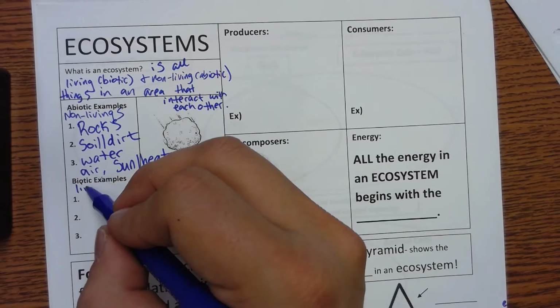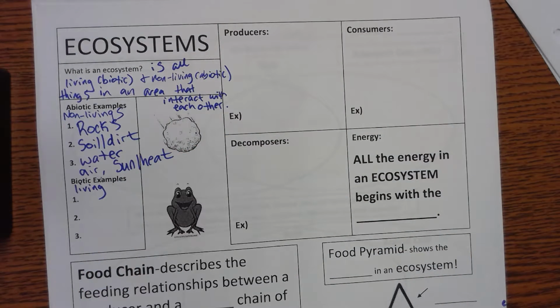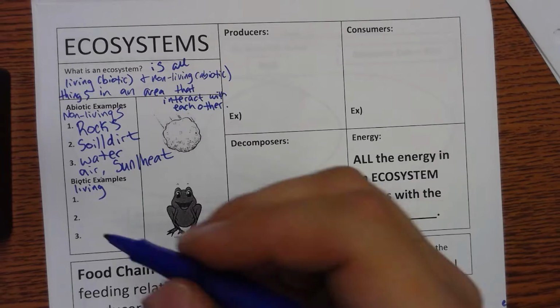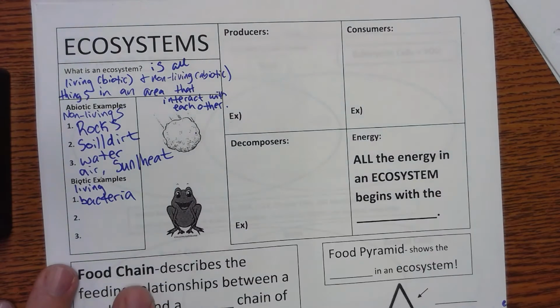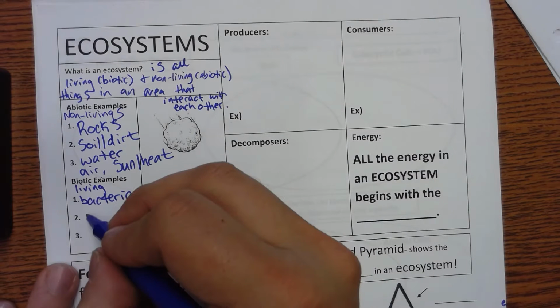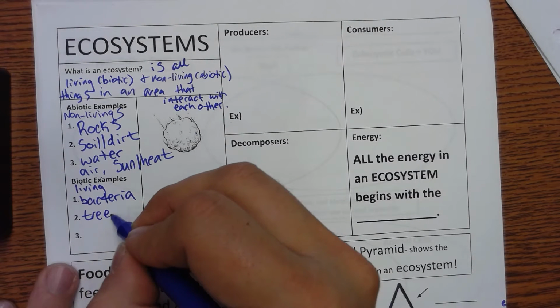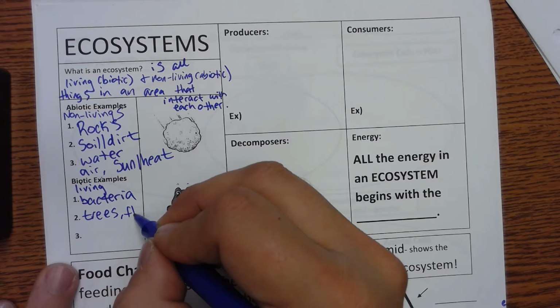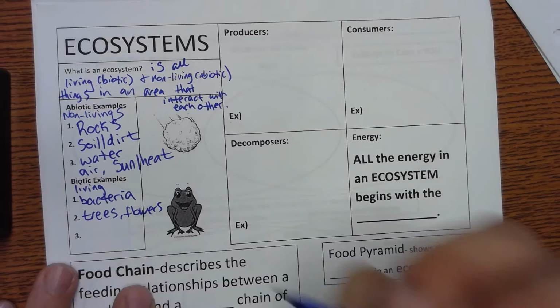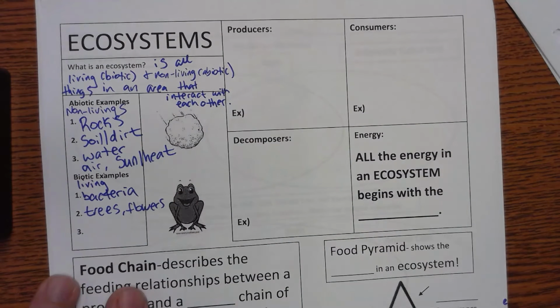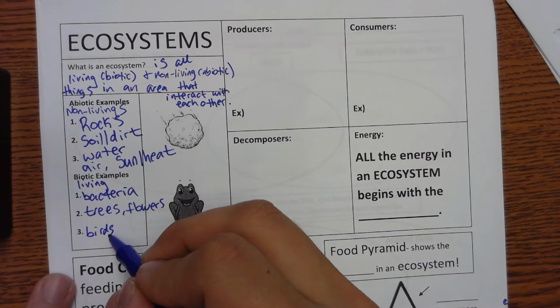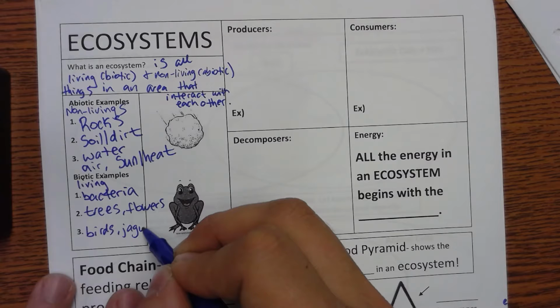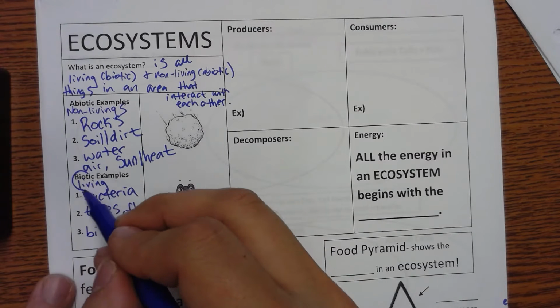Biotic means living. So if you are a biotic factor in an ecosystem, you're alive. So bacteria is a biotic factor because bacteria is a living thing. Trees and flowers and grass, plants are biotic. Plants are living. Okay? And then of course, animals like birds, jaguars, whatever you want to write down. These are all biotic or living things.